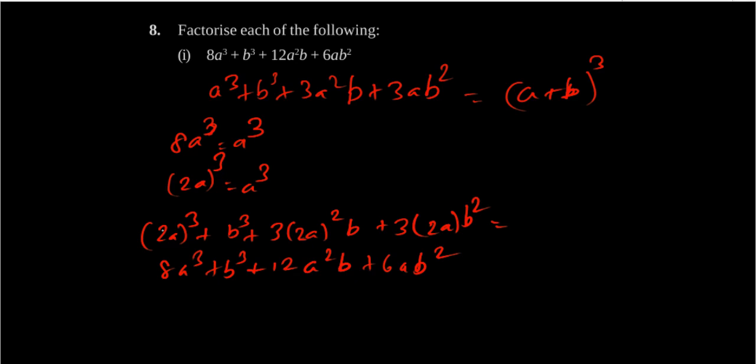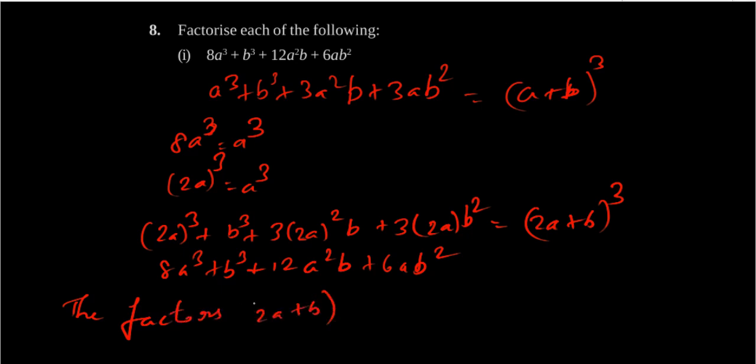This can be written as a cube plus b cube plus 3a square b plus 3ab square becomes a plus b the whole cube. That means 2a plus b the whole cube. So, we need to factorize this polynomial, so the factors are 2a plus b into 2a plus b and again 2a plus b, the whole cube.